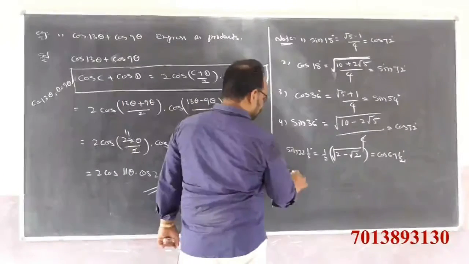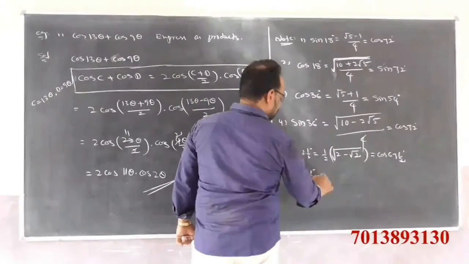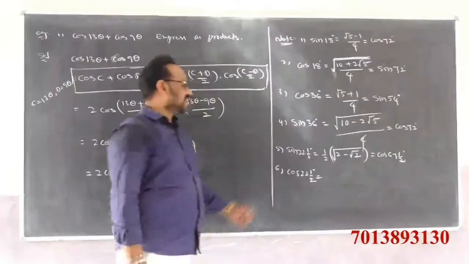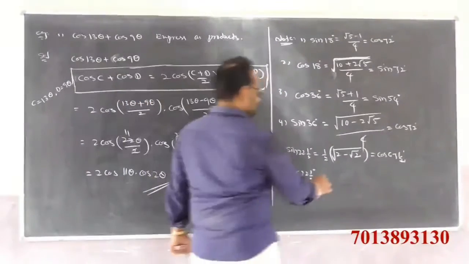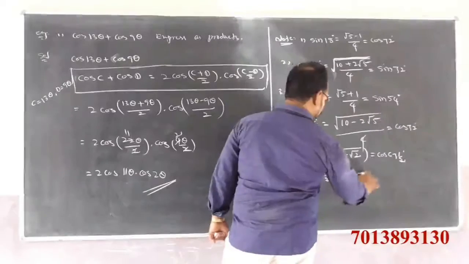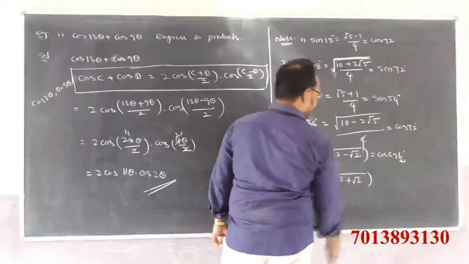Next, sixth one, cos 22 and a half degrees. Its value is 1 by 2 times square root of 2 plus root 2.